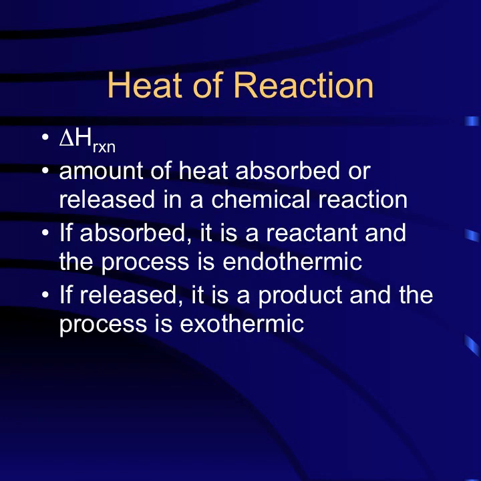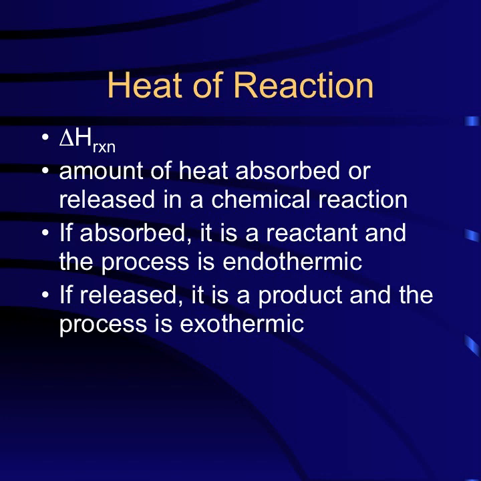Okay, let's look at what's known as the heat of reaction. When we have a chemical reaction that takes place, there's always an absorption of heat or a release of heat. If the energy is absorbed by the reactants during a chemical reaction, then the process is known as an endothermic reaction. If the energy is released by the reactants during a chemical reaction, then the process is known as an exothermic reaction. If it is absorbed, then the energy itself can actually be written as a reactant. If the energy is released, then the energy can be written as a product.